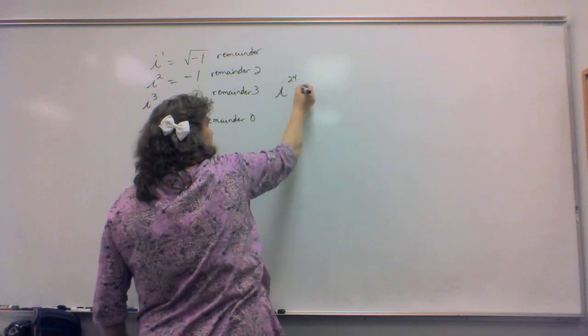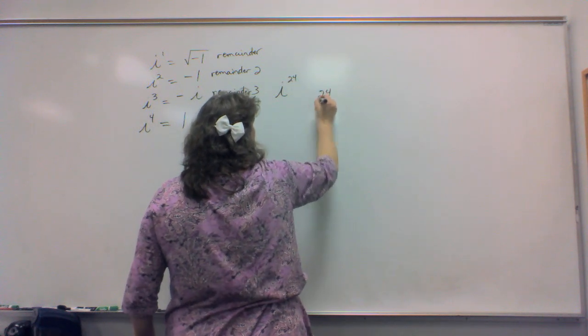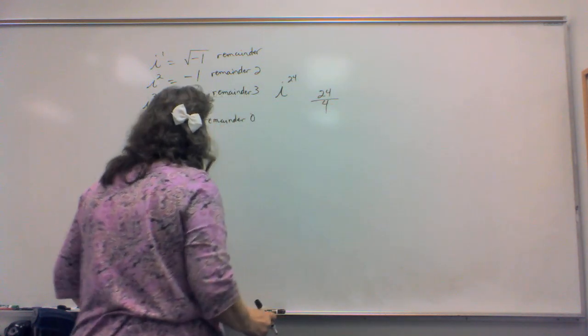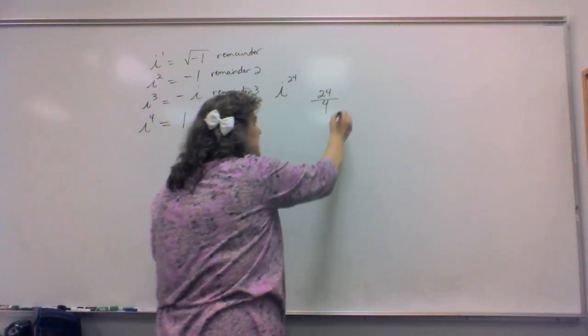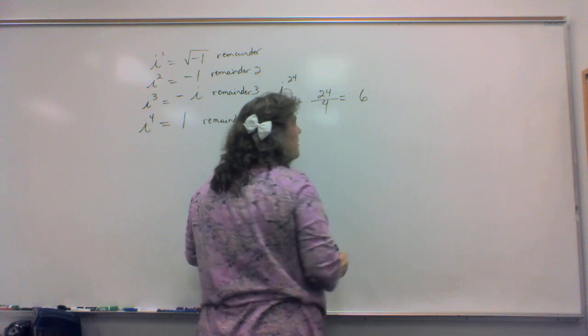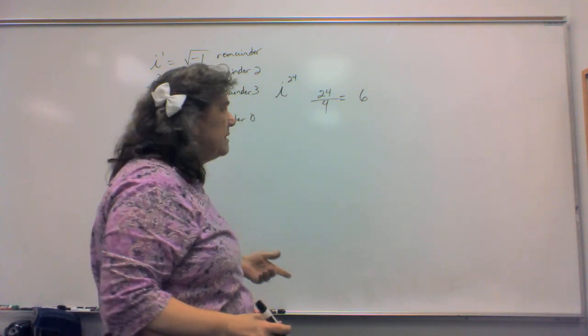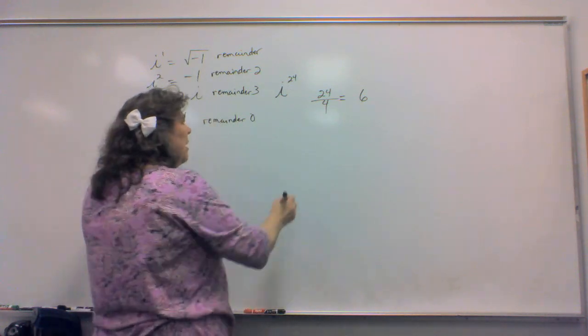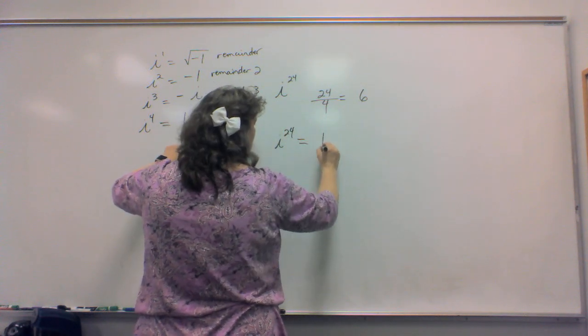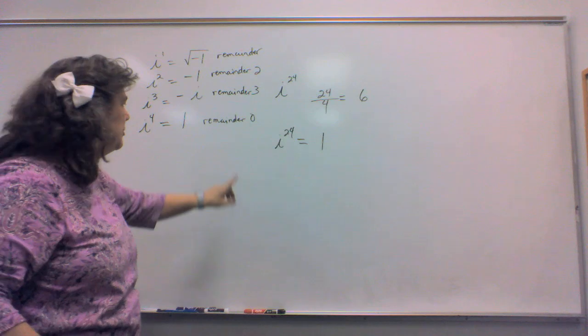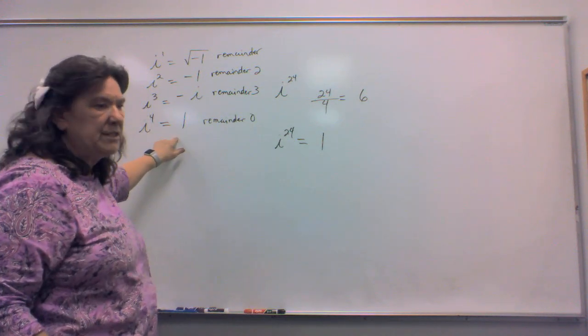So, take that 24, and divide it by 4. Why 4? Because you have 4 possibilities. And this is equal to 6, and there's no remainder. Since there's no remainder, i to the 24th power is equal to 1.